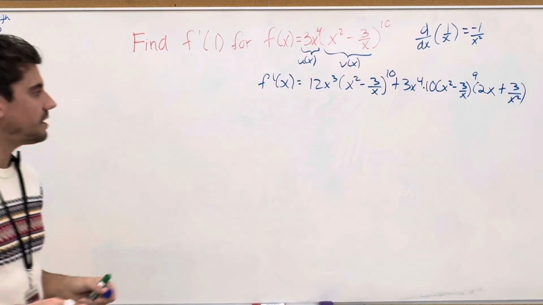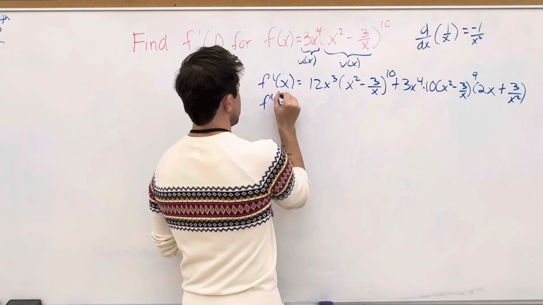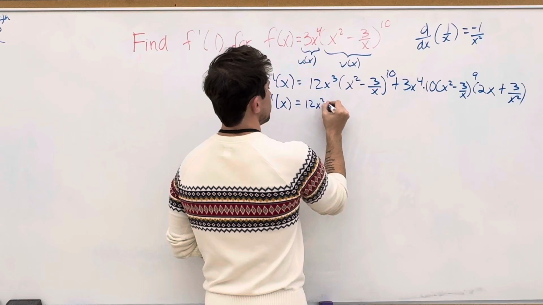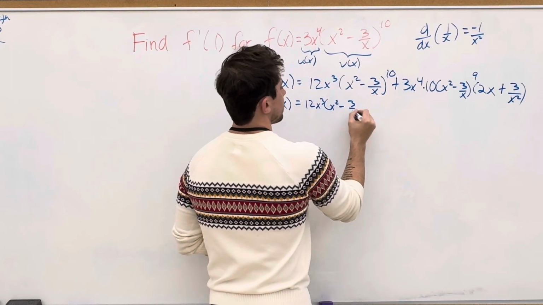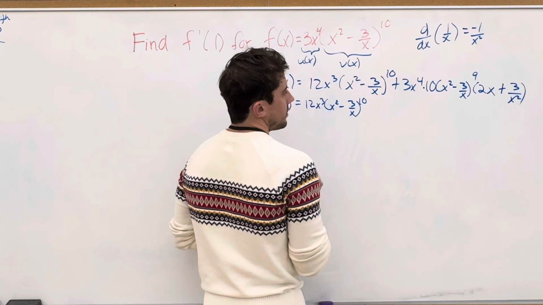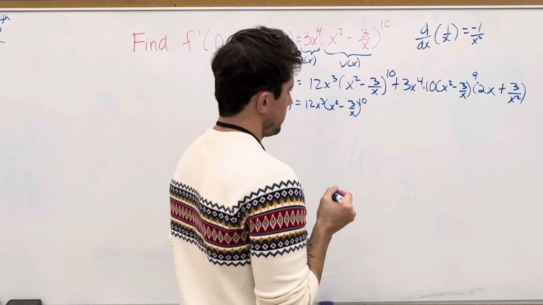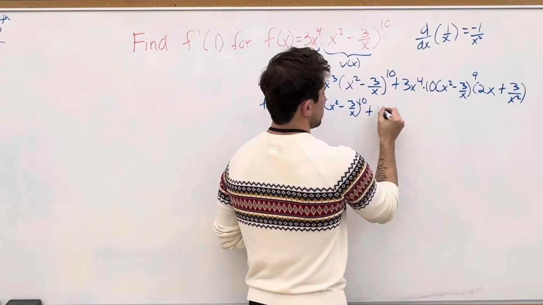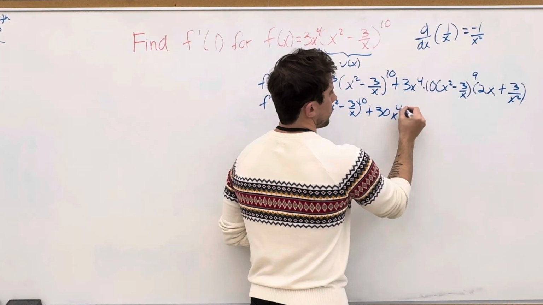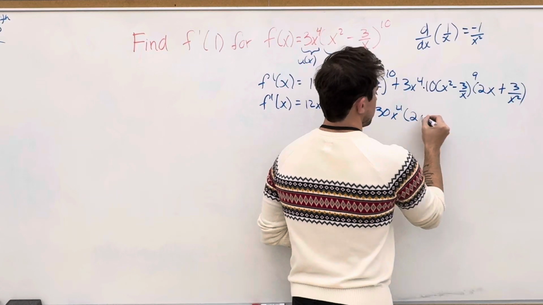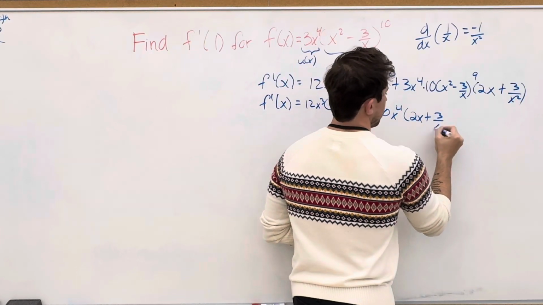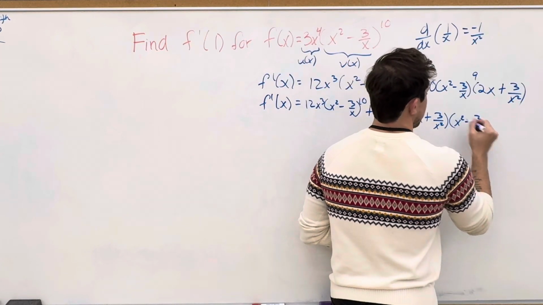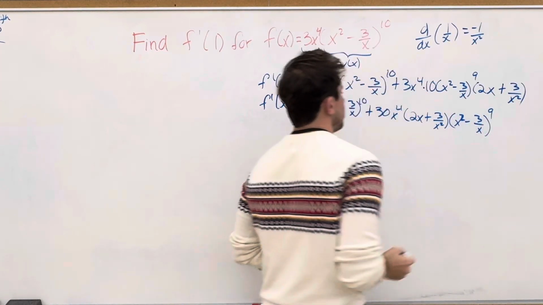Okay, and now we're going to group this together. And so our derivative function f prime of x is 12x cubed times x squared minus 3 over x all to the power of 10 plus, I'll multiply the 10 by the 3, so we'll say plus 30x to the 4 times 2x plus 3 over x squared times x squared minus 3 over x all to the power of 9, like so.